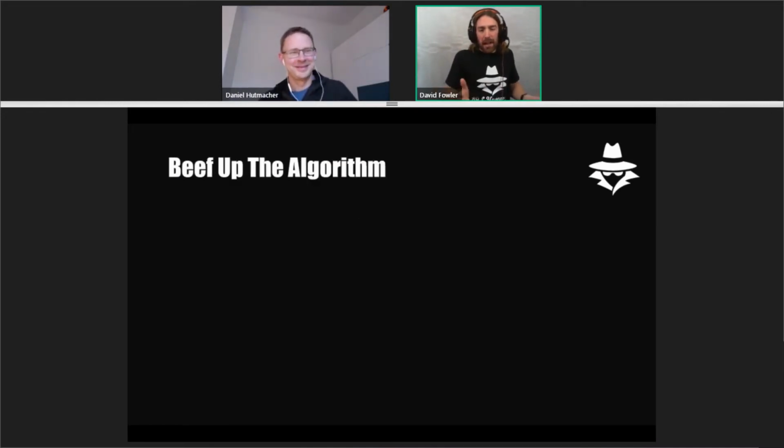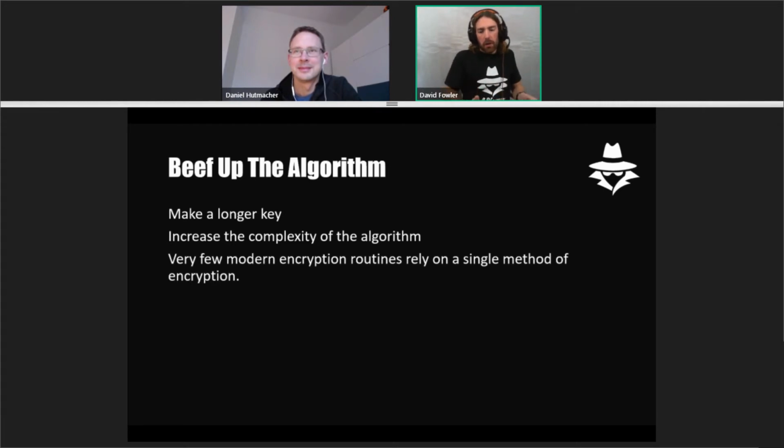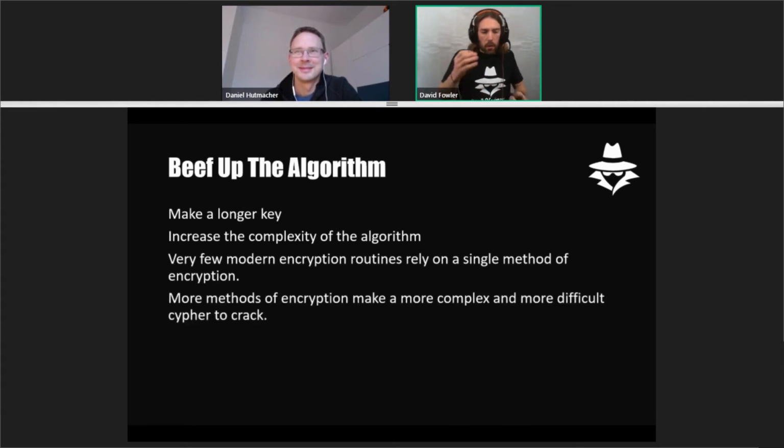How do we go about protecting against a brute force attack? Well, there's a couple of things that we can do here. We could make a longer key, or we could try and increase the complexity of our algorithm. Very, very few modern algorithms rely on a single round of encryption. The more rounds of encryption we use, the more complex our algorithm is going to become, and the more difficult it's going to be to crack. So before we think about any more, I just want to have a look at another cipher. I want to have a look at the Caesar cipher.